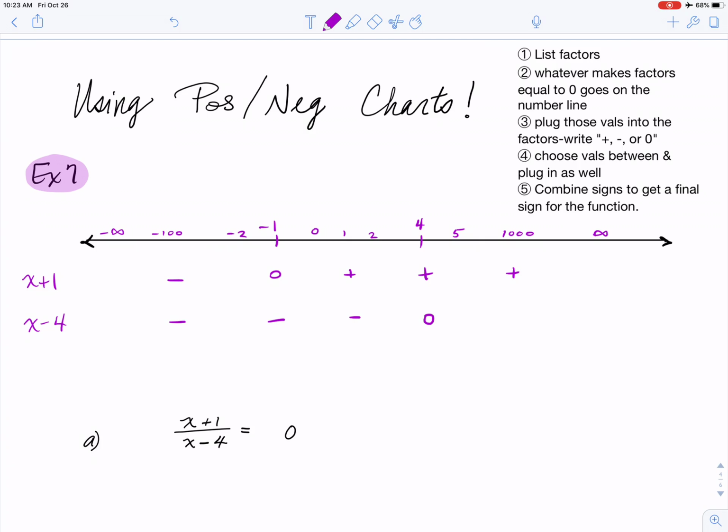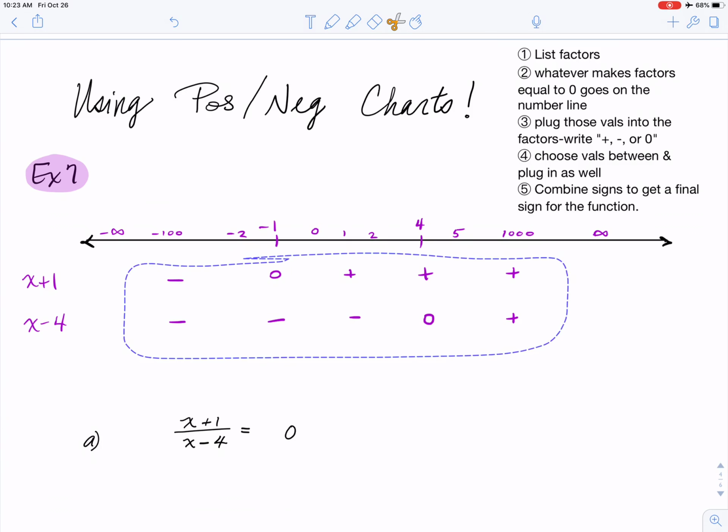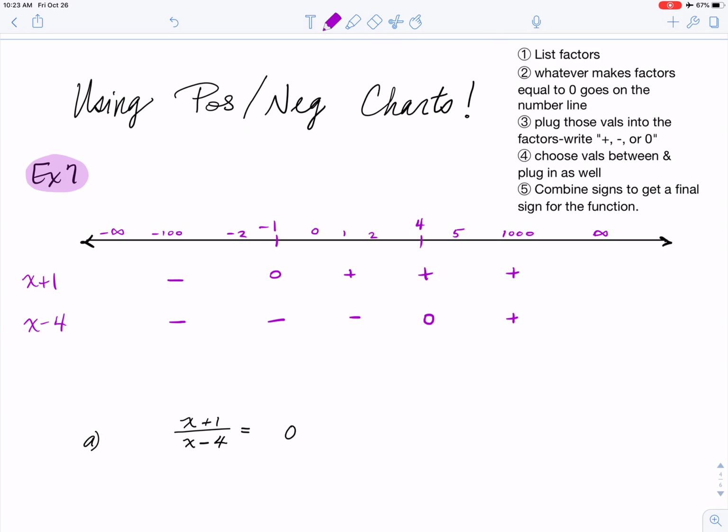Plug in any of those values into x minus 4, and you're still going to get a positive number. So let me just point out that you only have 5 signs for each of these because there were 5 different sets, 5 different groups that we plugged into. The next thing that you're going to do, and this is tip number 5, I'm going to basically draw an equation bar down here, and I'm going to combine my signs to get a final sign for the function.